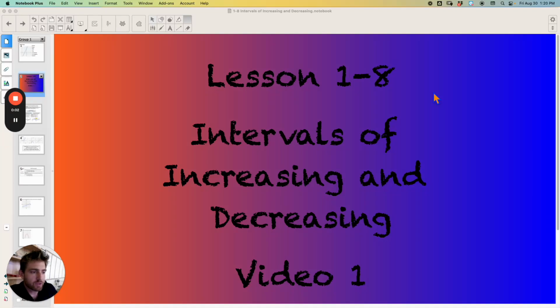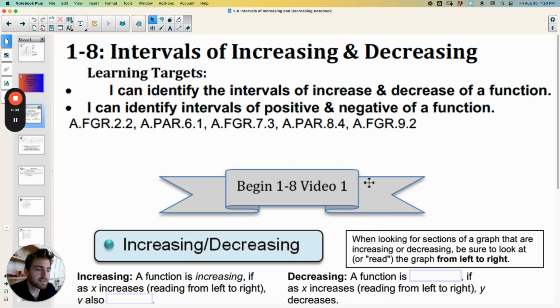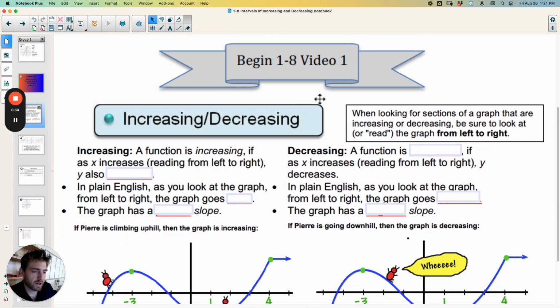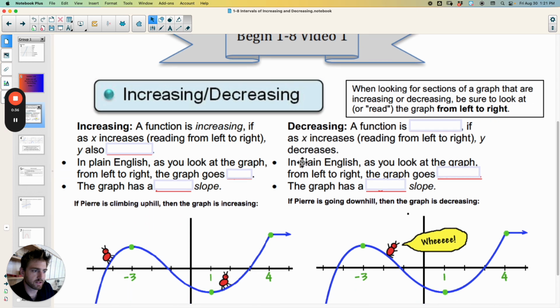Welcome to lesson 1-8, video 1, intervals of increasing and decreasing. So this is kind of similar to what we looked at in the last video in 1-7, but it's not exactly the same thing. You're going to give your answers in terms of an interval of x's, but what it means for a function to be increasing versus decreasing is not the same as if a function is positive or negative. So let's look at what it means for a function to be increasing or decreasing.